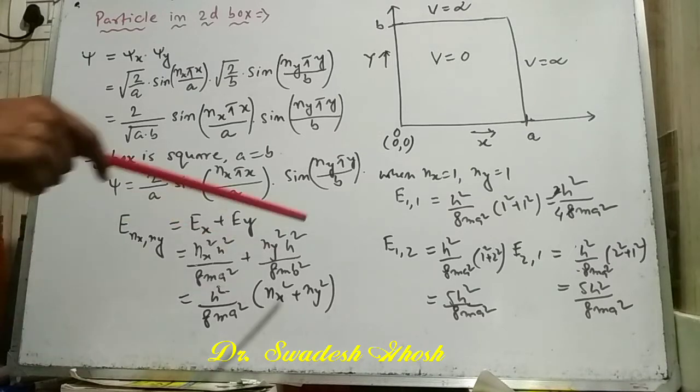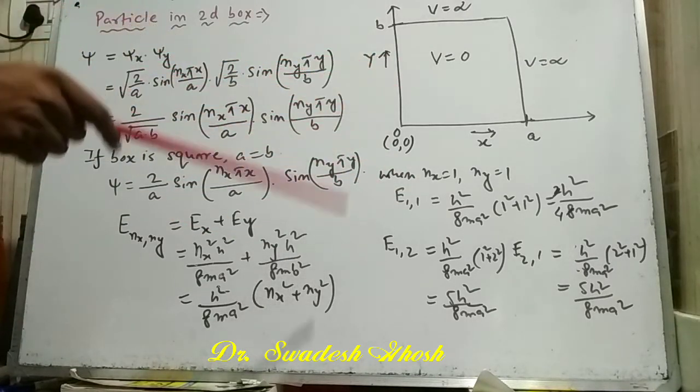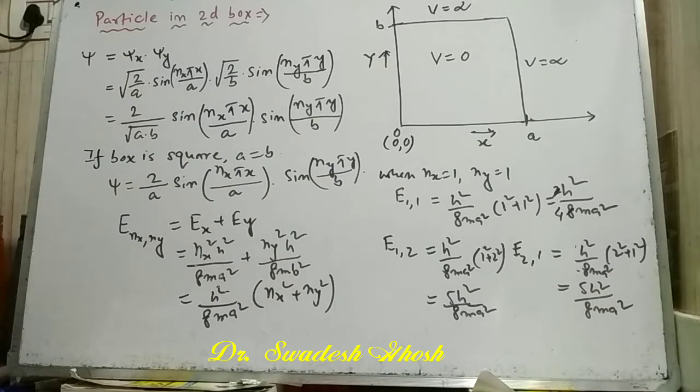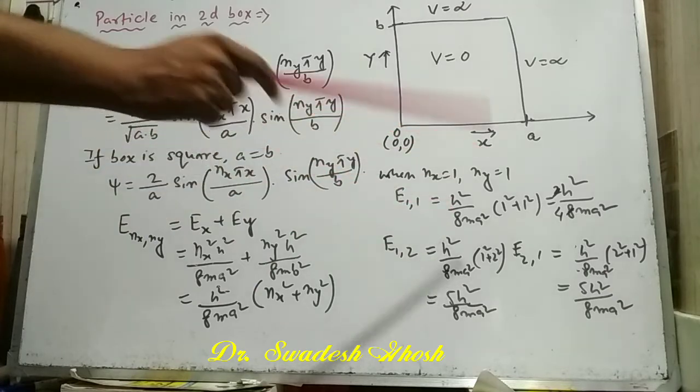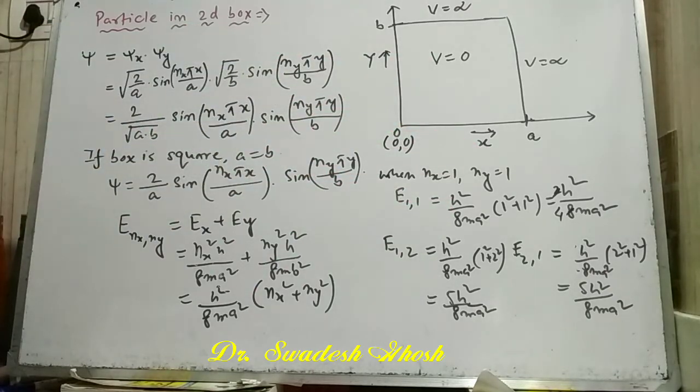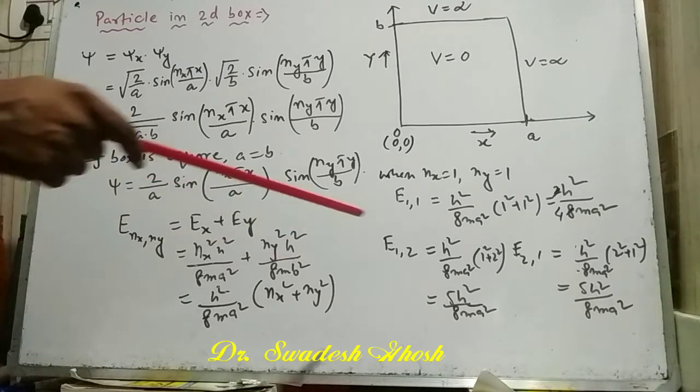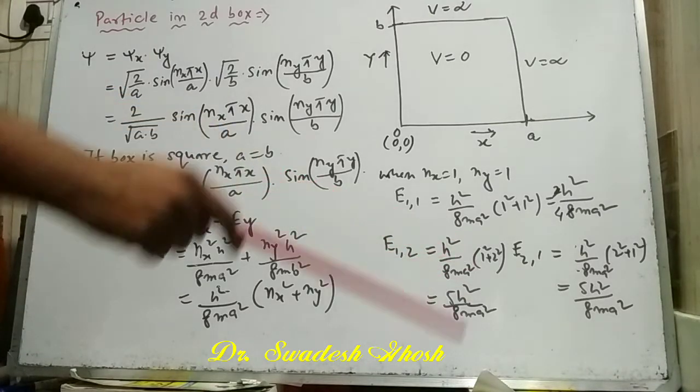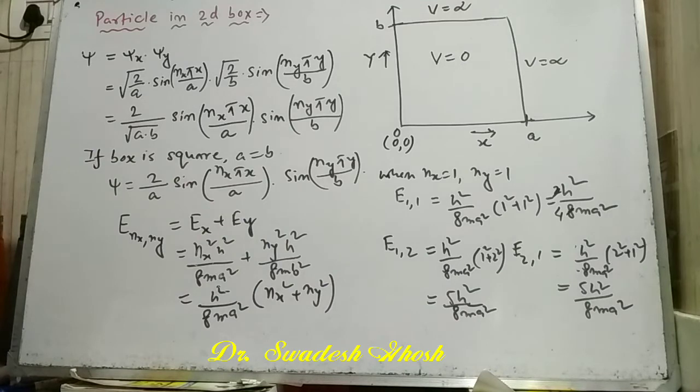Okay, so in a two-dimensional box, the first excited energy level has degeneracy 2. What is the degeneracy value? E12 and E21 are the two degenerate levels. And what is the value of the energy of the first excited state in a particle in a 2D box? The energy value is 5h²/8mL².